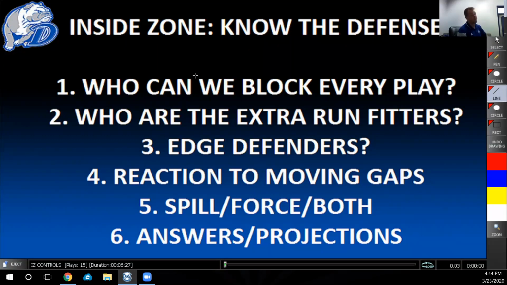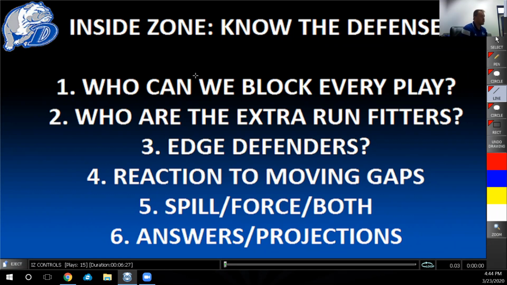Is it the C-gap player, the D-gap player? Is it formation-based? Who is going to be blocked? Who's going to be hat on a hat? No matter what the formation is, who can we get our 5 linemen to block on every given play? And then who are the extra run fitters for the defense?